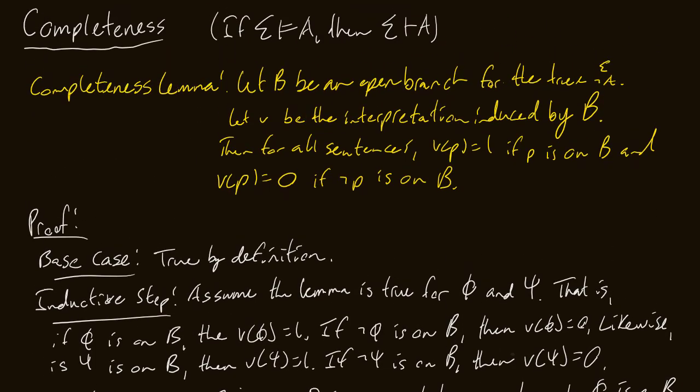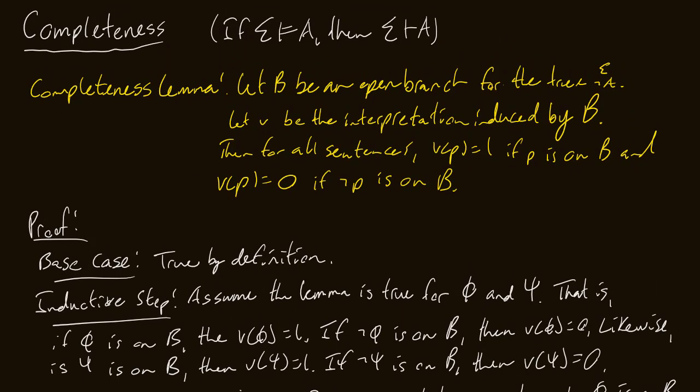Now remember, our theorem is: if sigma semantically entails A, then sigma syntactically entails A. So to prove the completeness theorem, we're going to do a proof by contrapositive, which means instead we're going to show that if sigma does not syntactically entail A, then sigma does not semantically entail A. This is logically equivalent to showing that sigma semantically entailing A implies that sigma syntactically entails A. They're logically equivalent, so proving one or the other is a proof of the completeness theorem. It's just that the contrapositive is a lot easier to do.